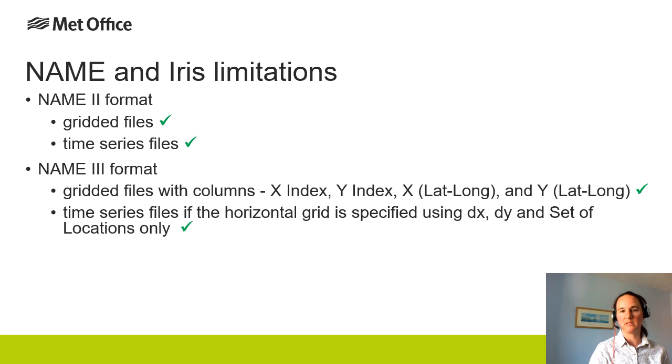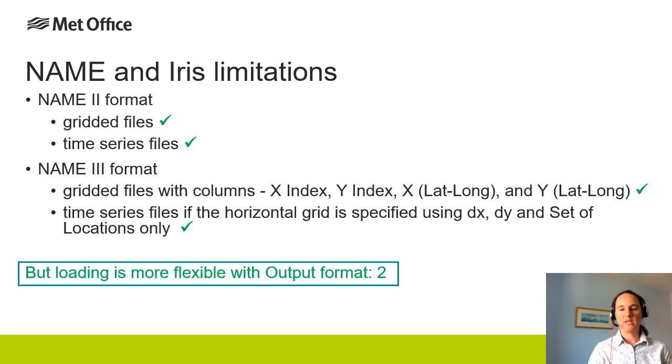So you will need an X index and a Y index column in your output file. The time series files can only be output if the horizontal grid is specified using dx, dy, and a set of locations, as in the very first example I gave. However, NAME also has a newer format called Output Format 2, and in this case Iris can read any file format, regardless of what coordinates are in the columns and which coordinates are in different files. Iris can read them.